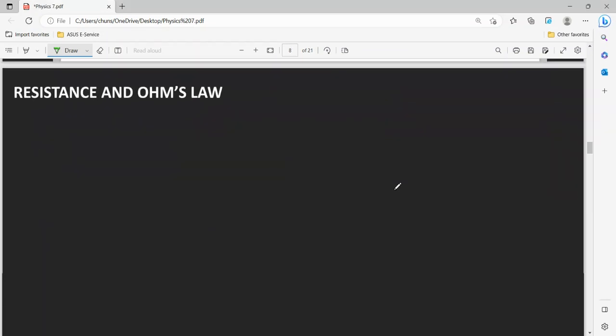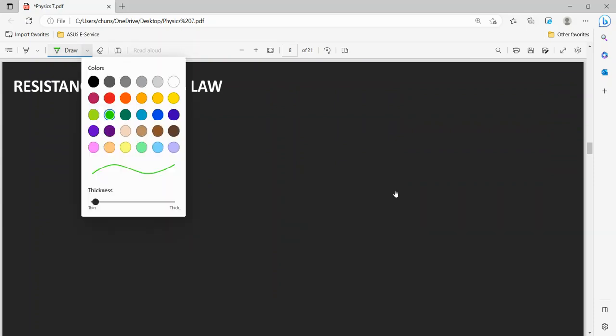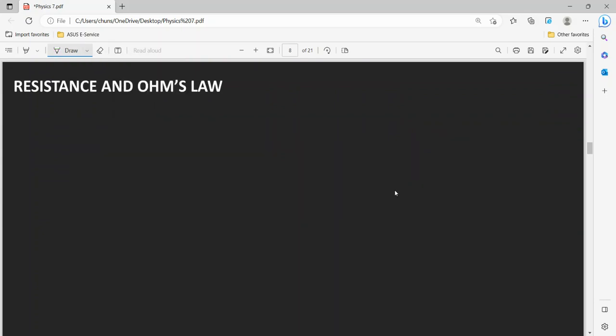Okay, up next we're going to talk about resistance and Ohm's law. So resistance is probably a term you've heard, which is a property an object has to resist flow.